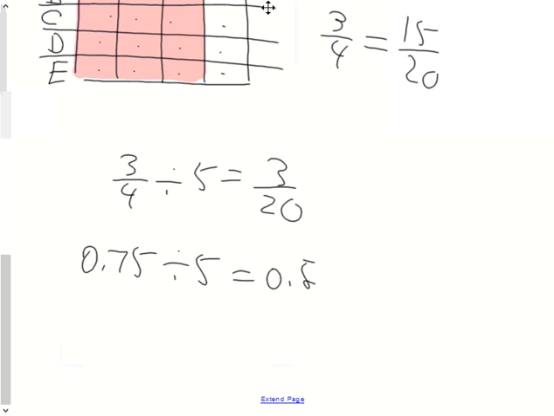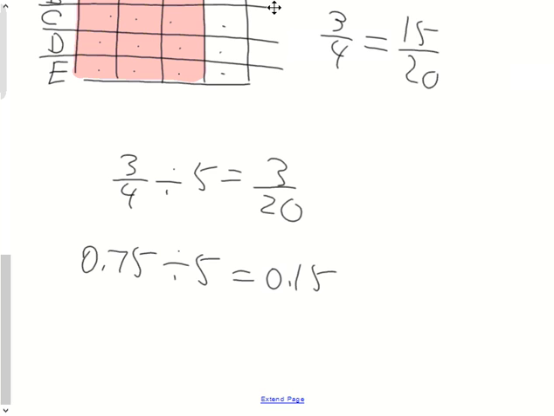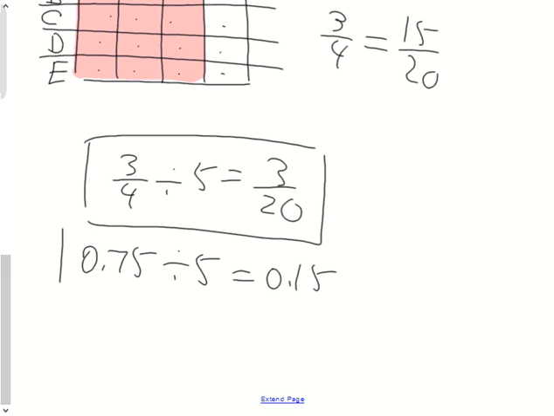And guess what 3/20 is as a decimal? Anyone want to guess? Probably 0.15, right? So if I just check 3 divided by 20, it is 0.15. So if I think about it as a fraction, this is the statement I create. If I rethink it using decimals rather than fractions, that's the statement I get.